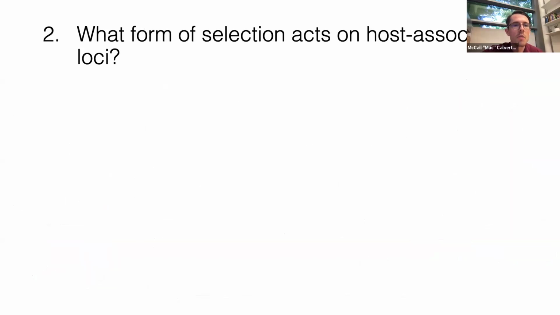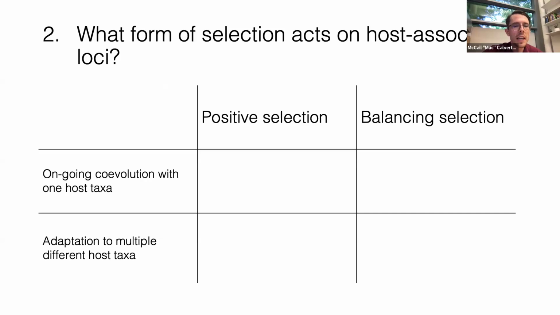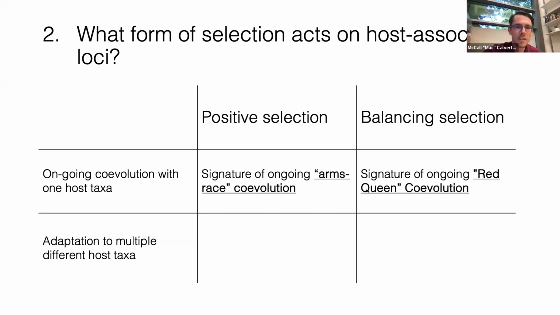So on to our second question on what form of selection could be acting on these host-associated loci. And here we're really thinking about and looking for signals of positive selection and balancing selection. But how you interpret these signals, if you find them, really depends on the underlying biological process that could be facilitating adaptation. And by that, I mean, if we think that these generalist parasites are actually involved in some kind of coevolutionary interaction with different host taxa, then positive and balancing selection would be indicative of maybe different types of coevolution.